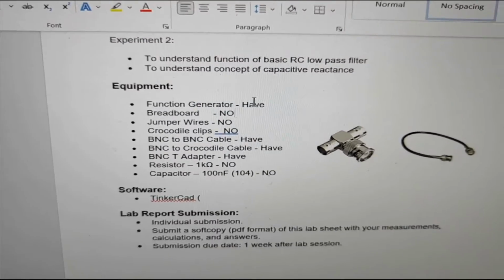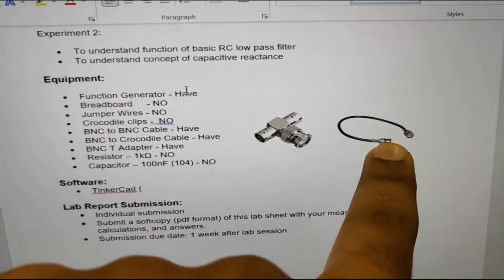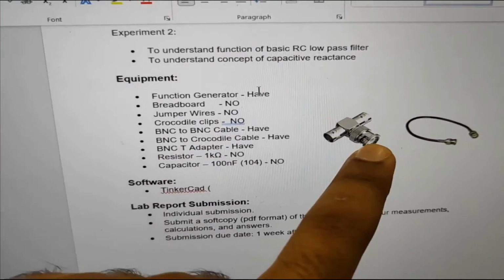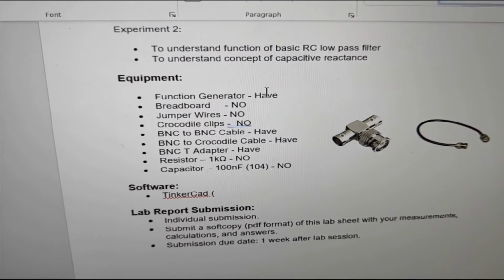These are the things we have. These are the things we don't have. This is the BNC cable. So that only I have mentioned over here. This is the BNC T bracket adapter. We have it.